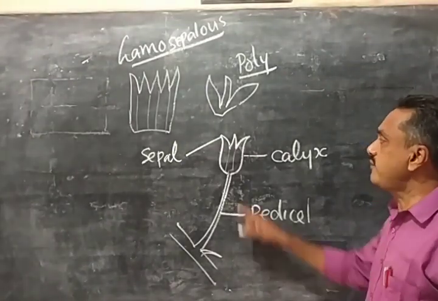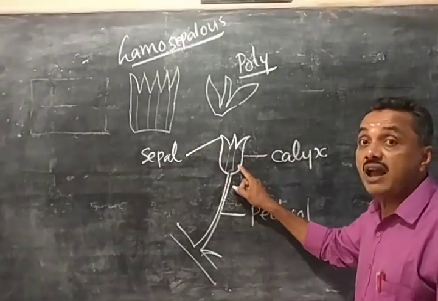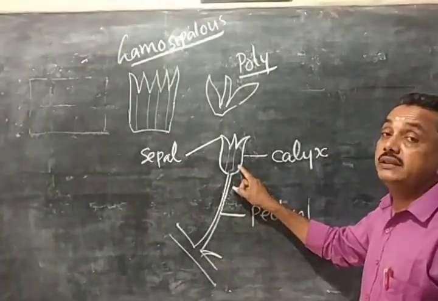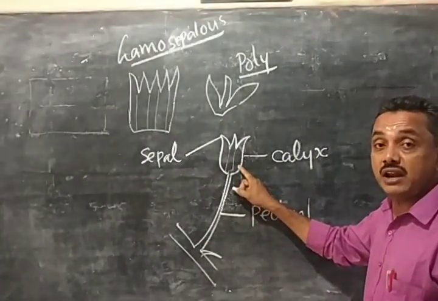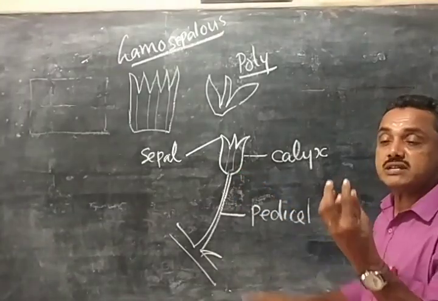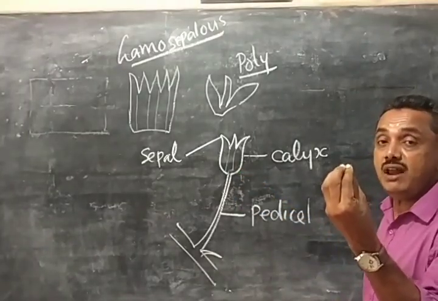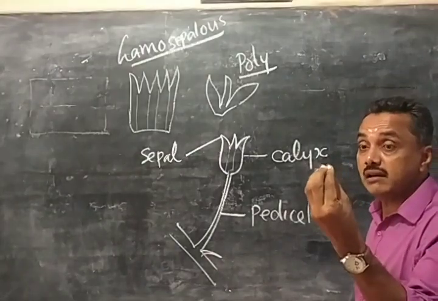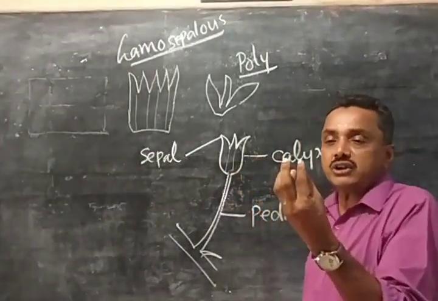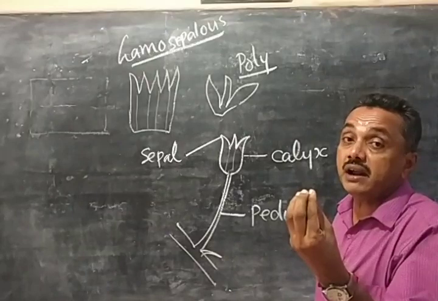And what is the function of sepal? Sepals are green in color. They protect the flower in bud condition. If you take a hibiscus flower, the sepals cover the flower completely. So sepals are protecting the flower in bud condition.